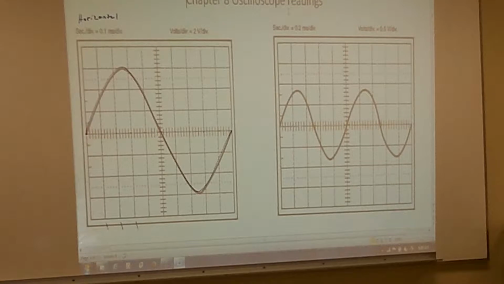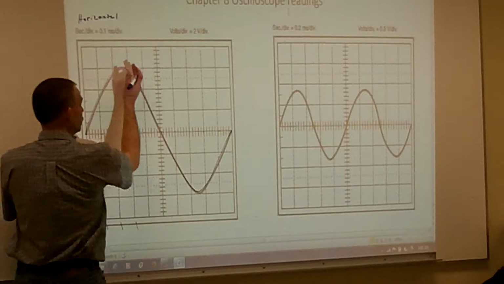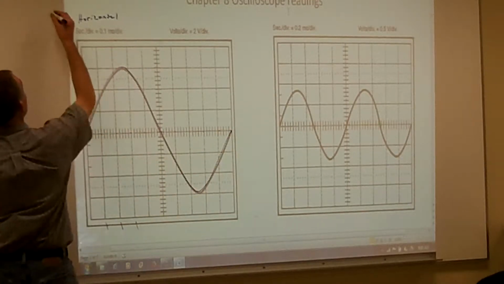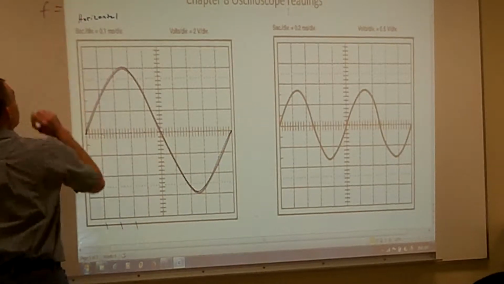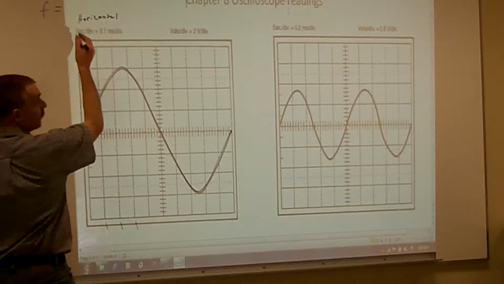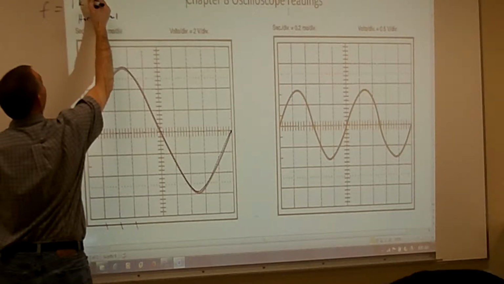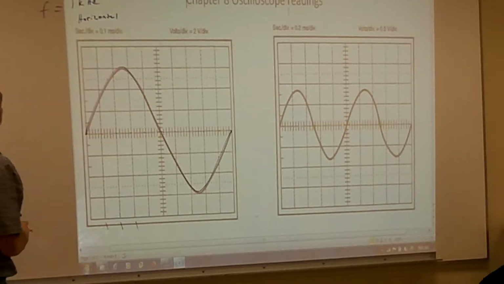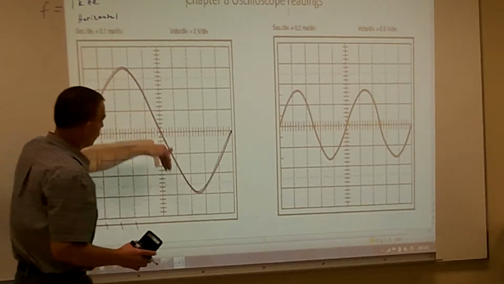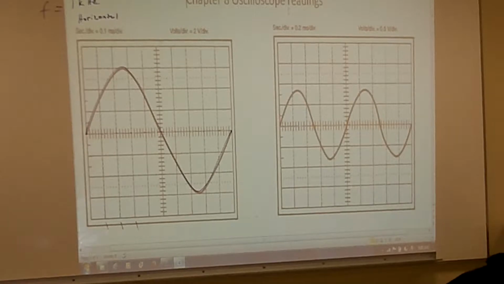Okay? Now once I know what my period is, so I know that it takes 1 millisecond to complete one cycle, then I can tell you what my frequency is. What would be the frequency of that sine wave? What's that? 1 kilohertz. Okay? So I know that my period took 1 millisecond to complete one cycle, and that my frequency is 1 kilohertz.